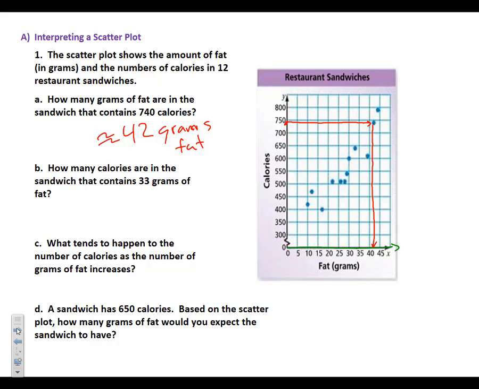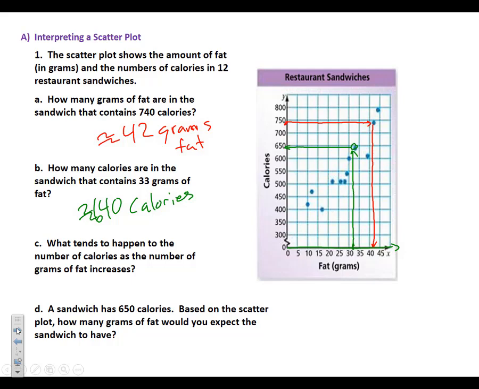And this time the question asks us to start at 33 grams of fat, so we're going to start right in here, and I'm going to take that up, and voila, there is a sandwich right there, and I'm going to come over this way, and I'm going to say that that's roughly 640 calories. I can see it's not all the way to 650, and so I'm going to estimate about roughly 640 calories.